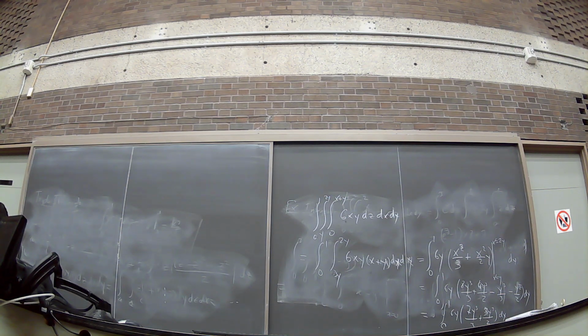Let's integrate from 0 to square root of 1 minus z squared, 0 to 1, 0 to 1. Let's see what's the function. z sin x dy dz dx.